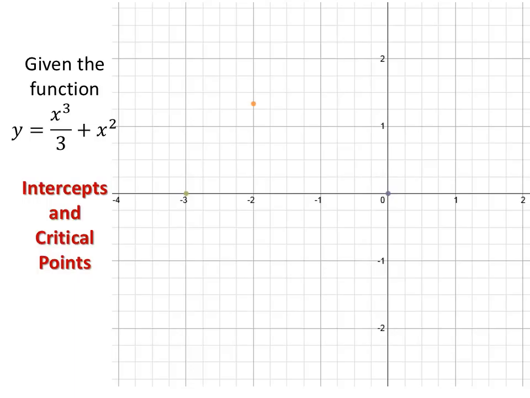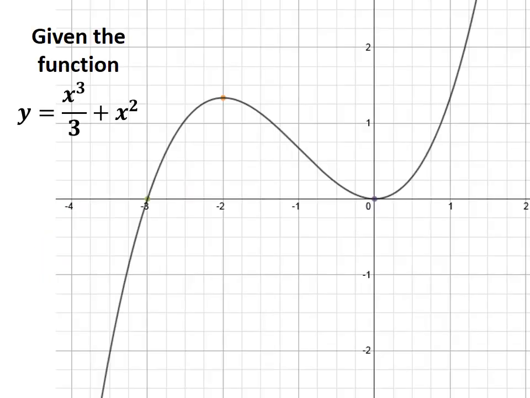Bam, there they are. Notice that negative 2, 4 over 3 is a maximum. And 0, 0, which is our x-intercept, our y-intercept, and our minimum. Okay, keep that in mind. So from negative infinity up to negative 2, this function is increasing. When it gets to negative 2, it goes down to 0, 0 because that's my min, and then back up to infinity. All right, let's see what it looks like. Bam! There we go. We've done it.